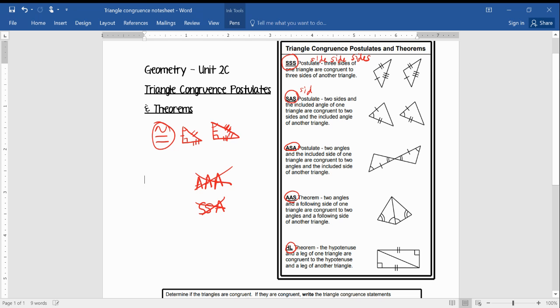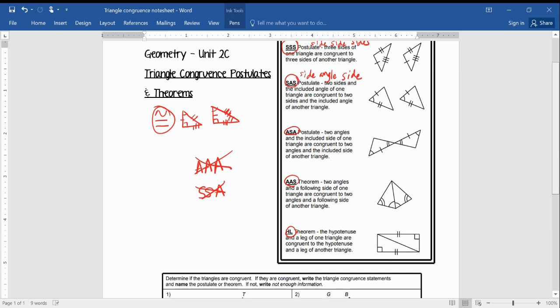That stands for side, angle, side. And what this postulate says is if two sides and the included angle, we talked about that in the similarity lesson, where the angle has to be between the two sides, or the two sides make the angle. You see how that's working? That's called an included angle. So if you've got two sides and the included angle of one triangle that are congruent to two sides and the included angle of another triangle, they are congruent by side, angle, side. Go ahead and write that out as an example for side, angle, side.